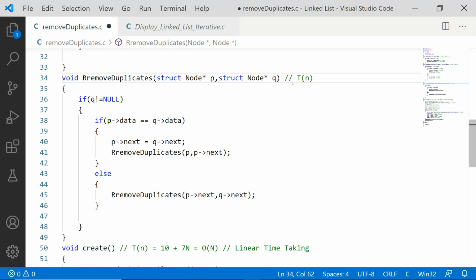Initially, there are totally n nodes available. Entering inside, for checking the if condition, it will be taking 1 unit of time. For doing p of next equal to q of next, it will be taking 1 unit of time. Either the if condition will work or else the else condition will be working.